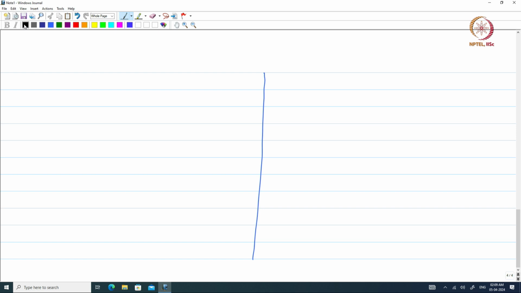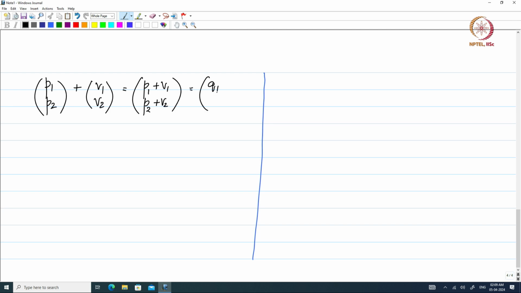So what are we going to say? We are going to say that the point P1 P2 plus V1 V2 is going to give me, coordinate wise addition, component wise addition, P1 plus V1, P2 plus V2, and that is going to give me my new coordinate Q1 Q2, and that is precisely the destination that I have to go to from the original source, which is P1 P2.